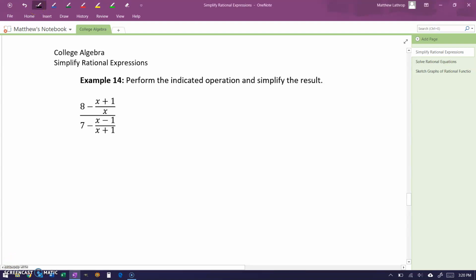In our next few examples, we'll take a look at applying both methods to simplify some different problems. In example 14, we'll look at applying method 2, where we tackle the numerator and denominator separately.